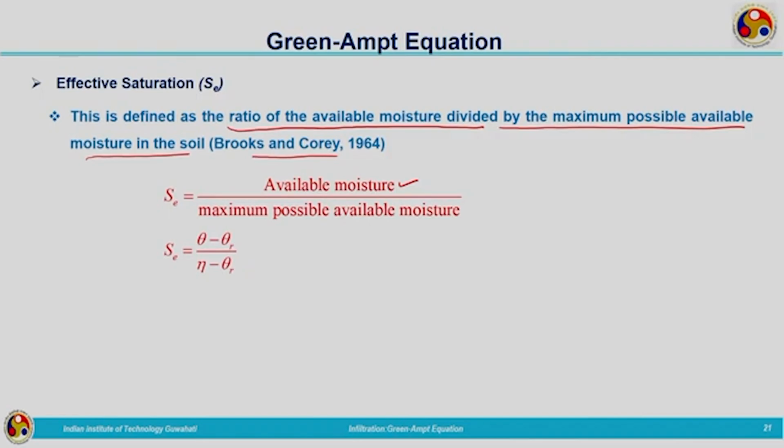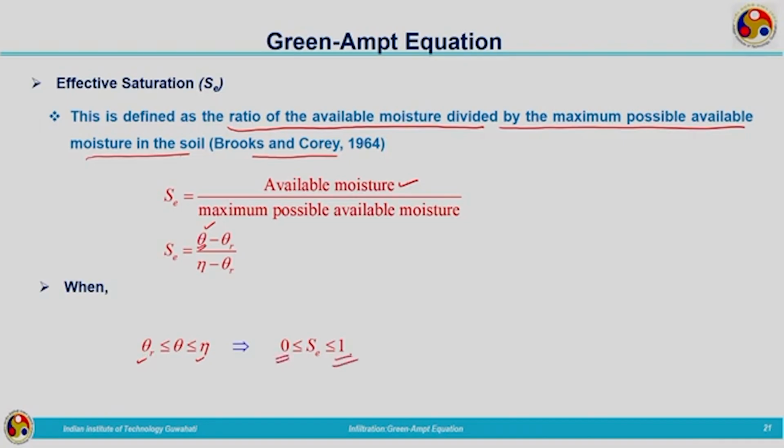So you look at this equation, theta will be varying for different times. So theta can vary between theta R and eta. If you are substituting theta R for theta, what will be SC? Theta R minus theta R, it will be 0. And if you are substituting eta for theta, it is eta minus theta R divided by eta minus theta R. So SC can vary between 0 and 1.